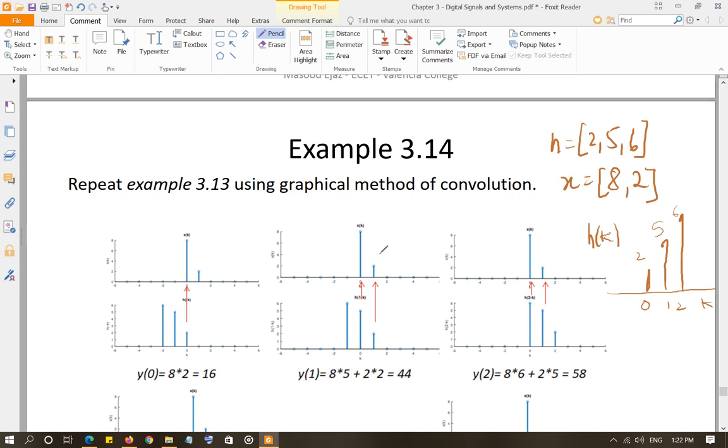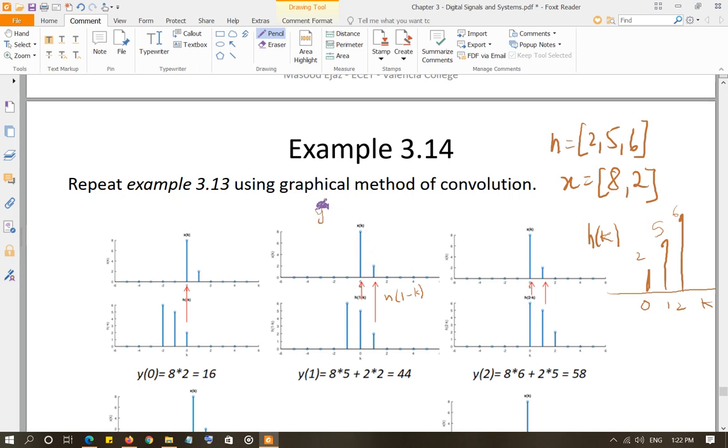Okay, now this is x of k, h of 1 minus k. So you're shifting it towards the right by one time instant. And again, whichever are aligned, you multiply them. So this component is aligned with x of 1, and this component, h of 1, is aligned with x of 0.